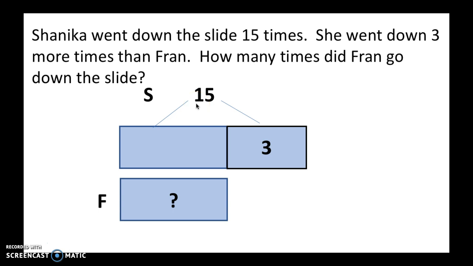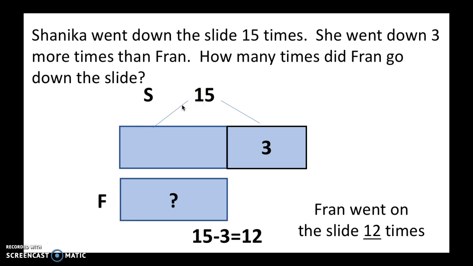So if Shanika went down the slide 15 times, and she went down 3 more times than Fran, I know that Fran went down the slide 15 minus 3, which equals 12. So Fran went on the slide 12 times. Okay, you really have to pay attention to what those word problems are saying. These always trick me, so I sometimes have to read them twice. Go ahead and let's get your whiteboard out and you can try one on your own.